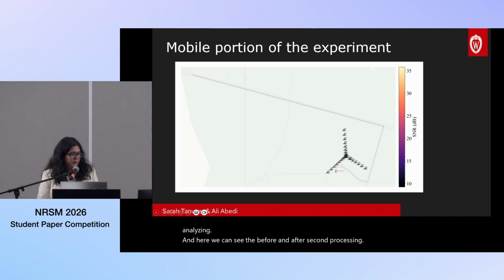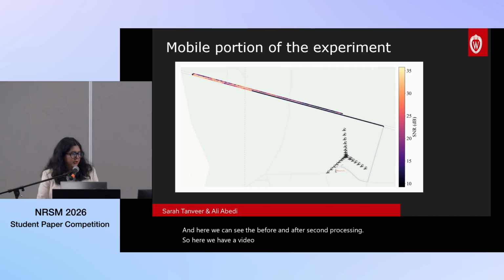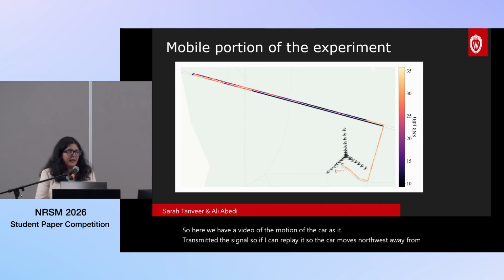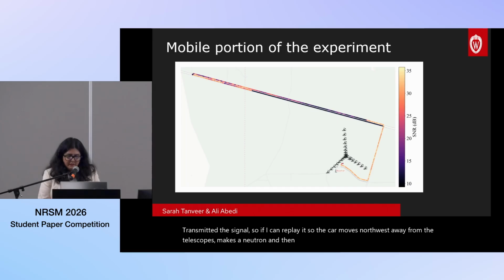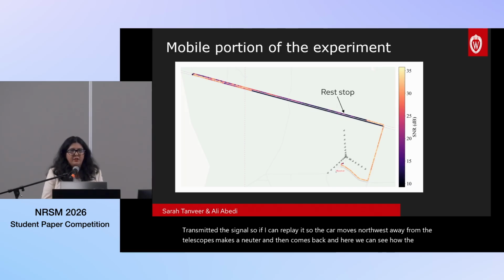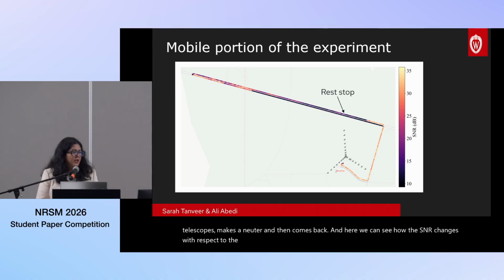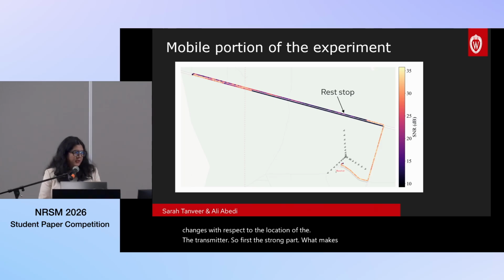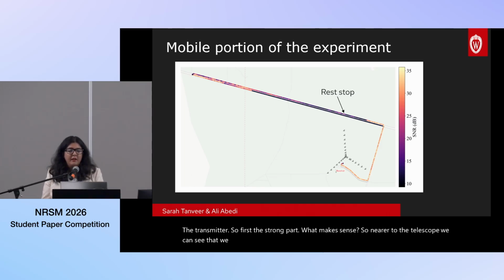Here we have a video of the motion of the car as it transmitted the signal. So if I can replay it. The car moves northwest away from the telescopes, makes a U-turn, and then comes back. And here we can see how the SNR changes with respect to the location of the transmitter. So first, let's talk about what makes sense. Nearer to the telescope, we can see that we have quite high SNR, which I think makes sense.